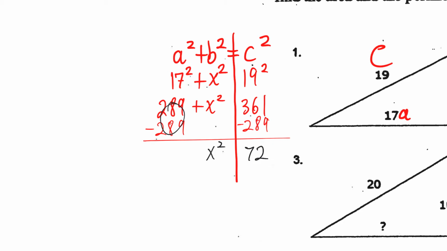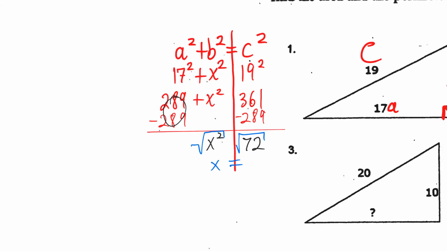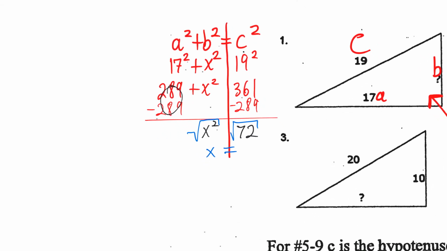And again, I don't want to know what x squared equals. I want to know what x equals. So how do I get rid of that square? Square root it. And so what's the square root of 72? 8 point what? 485. So that's going to round to 8.49 is what we're going to say. You're good.